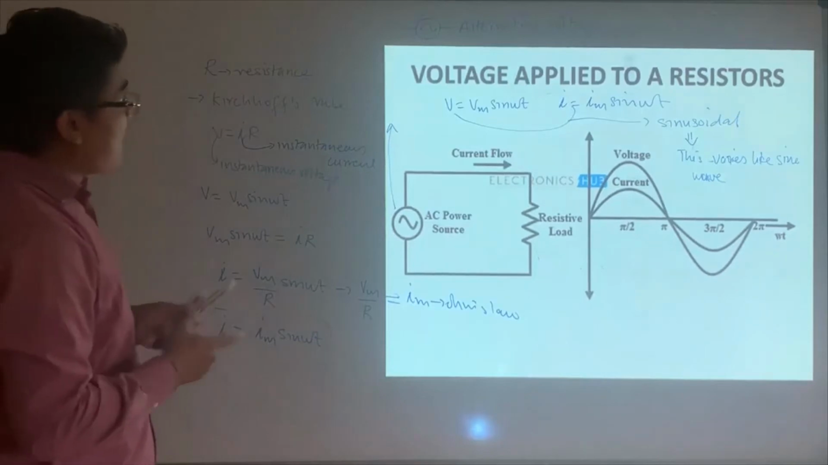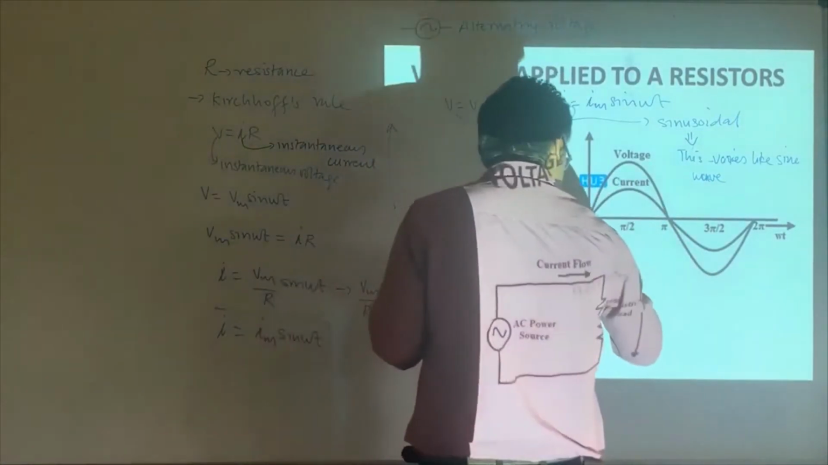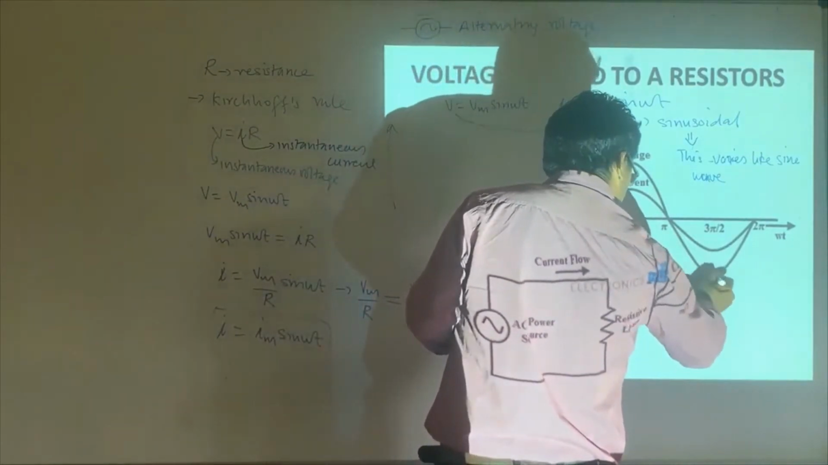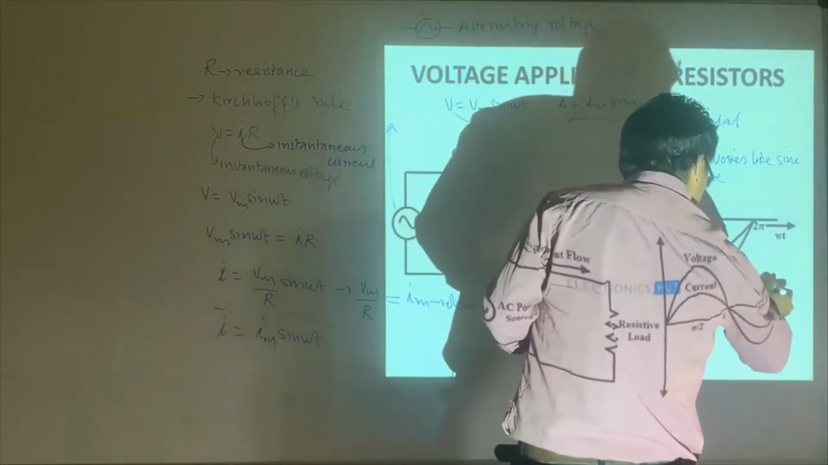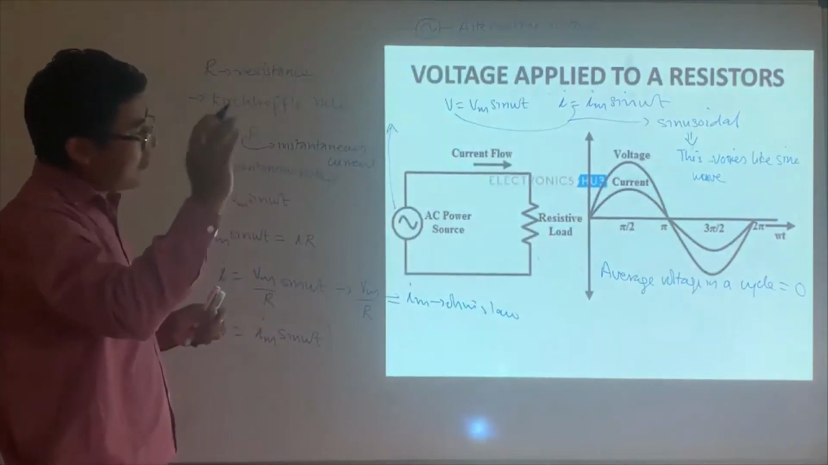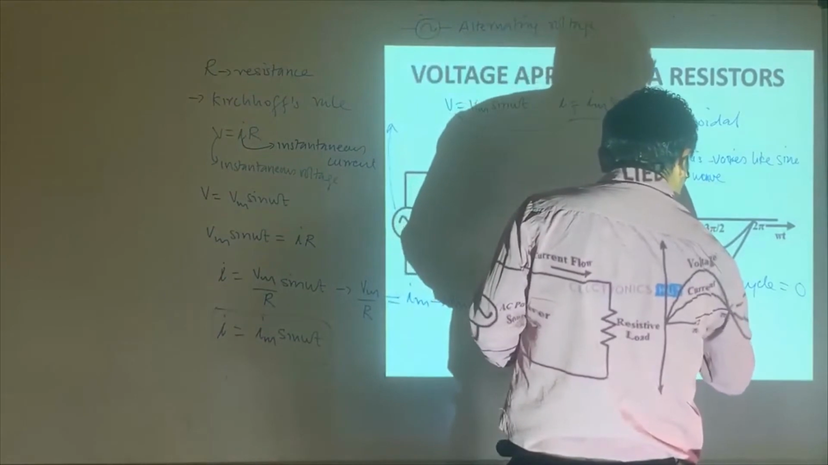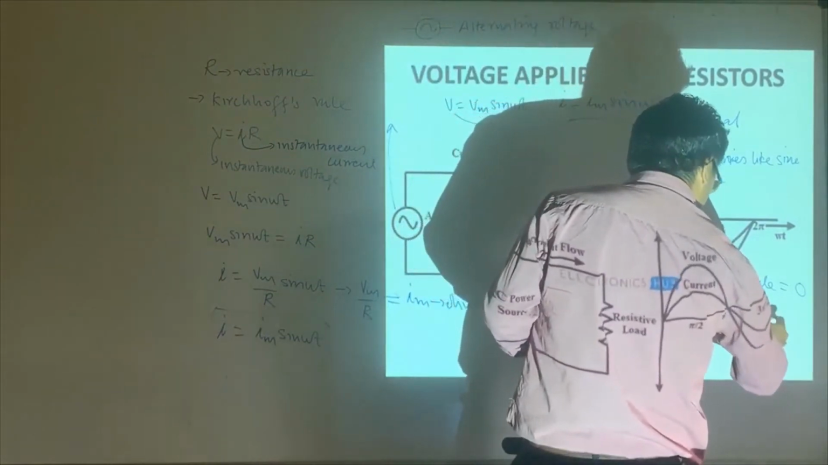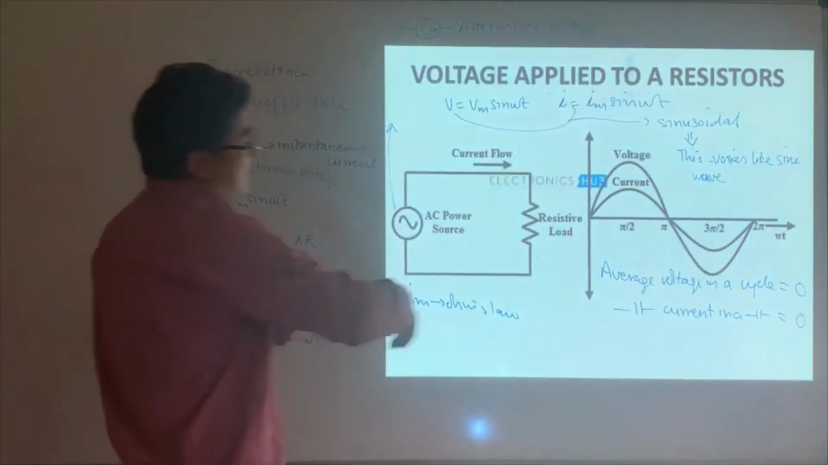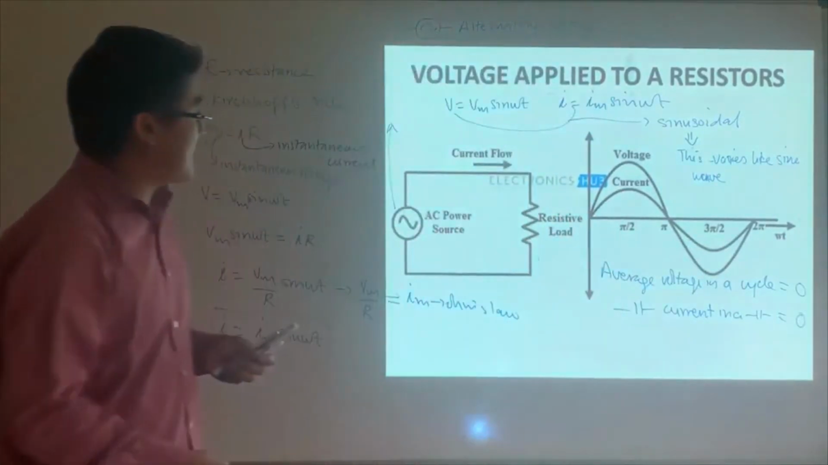Now look here, what about average voltage? The average voltage in a cycle is going to become zero. Why? Because this is sinusoidal in nature, right? And what about average current? Average current in a cycle is also zero. Why? Because this is how it goes: minus is going to become plus, minus is going to become zero. So this is what we have.